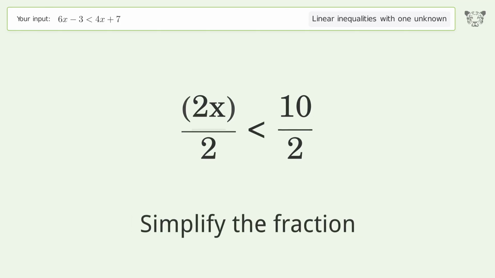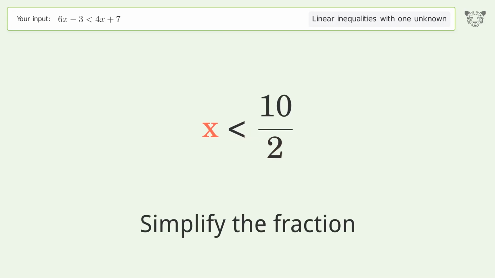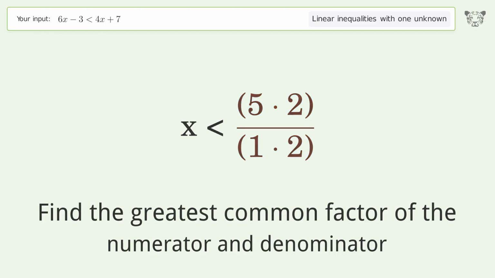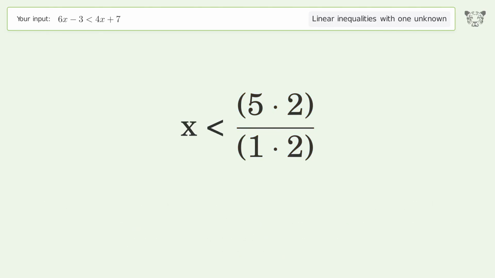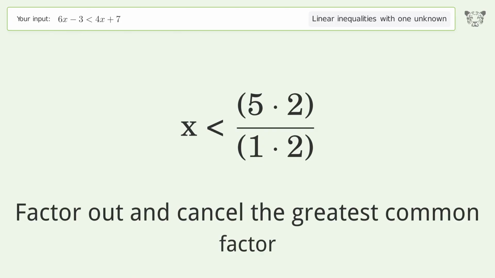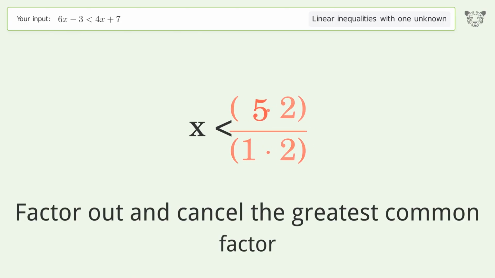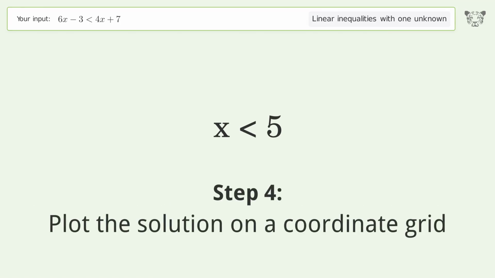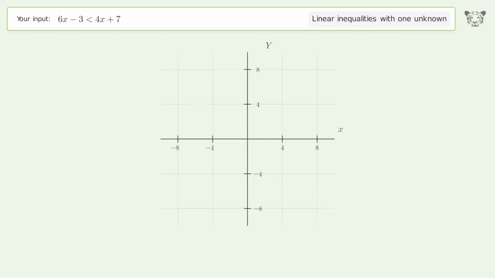Simplify the fraction. Find the greatest common factor of the numerator and denominator. Factor out and cancel the greatest common factor. Plot the solution on a coordinate grid. And so the final result is x smaller than 5.